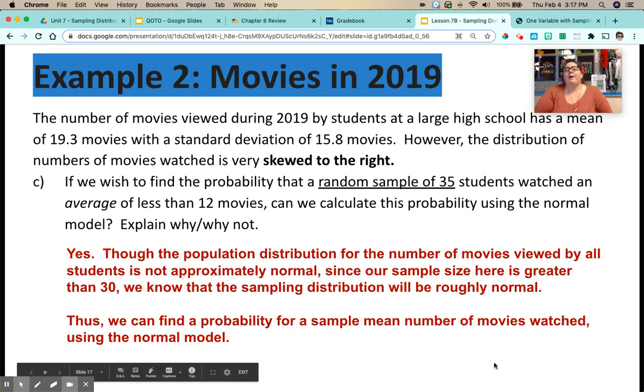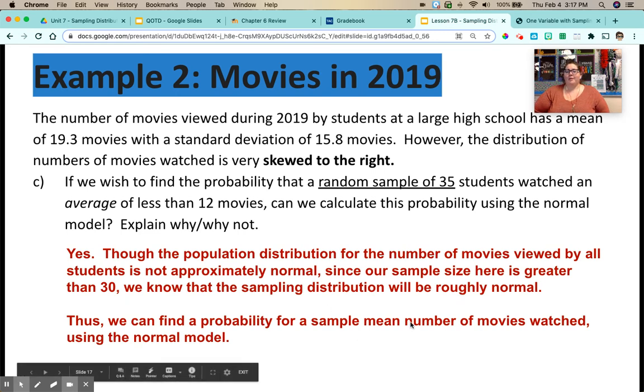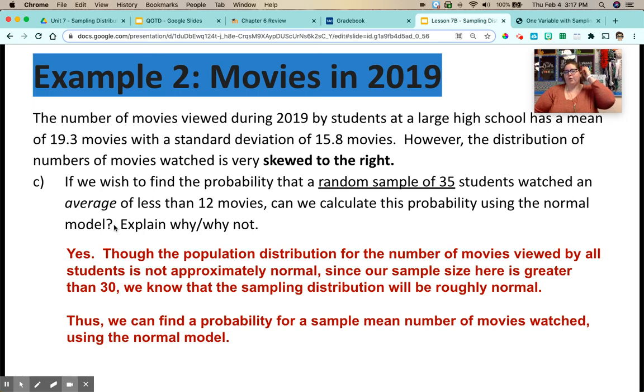Even though my population distribution is not normal, it's skewed, since our sample size here is greater than 30, we know that the sampling distribution for sample means will be roughly normal. So if I'm trying to find a probability based around a sample mean number of movies watched, which I am, I can do that using the normal model.